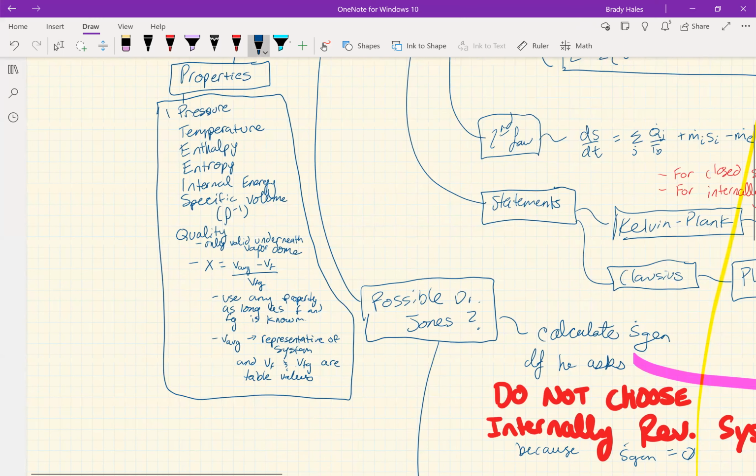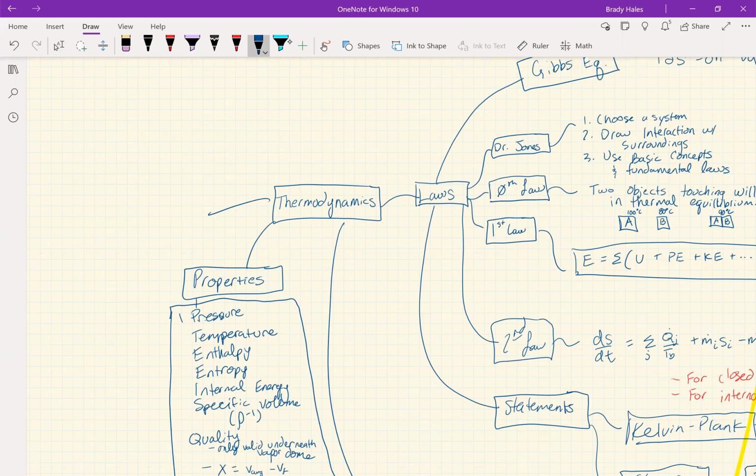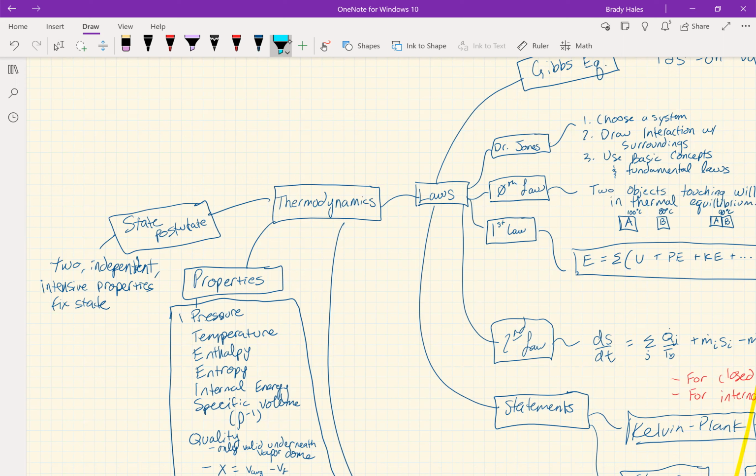Okay, and then with this, you could do the state postulate, right? Two independent intensive properties fix the state. It's really important. I think everyone pretty much understands intensive, so it's mass independent, right? Obviously, volume depends on mass, but specific volume doesn't. But I would really focus on independent. And what does that mean, right?